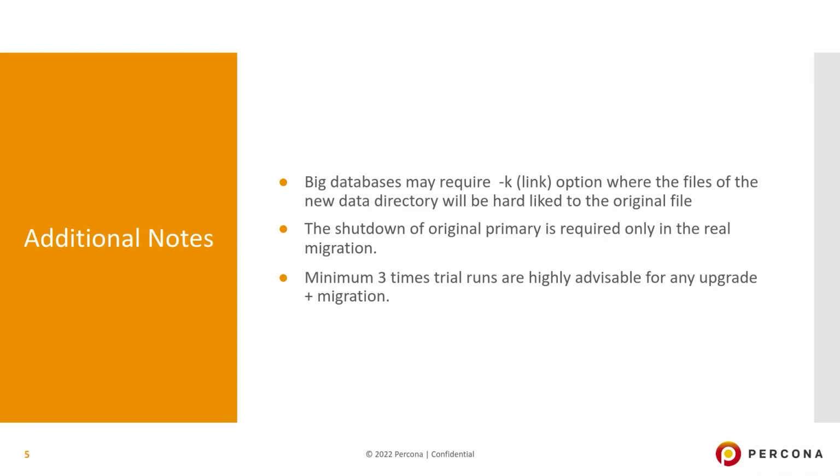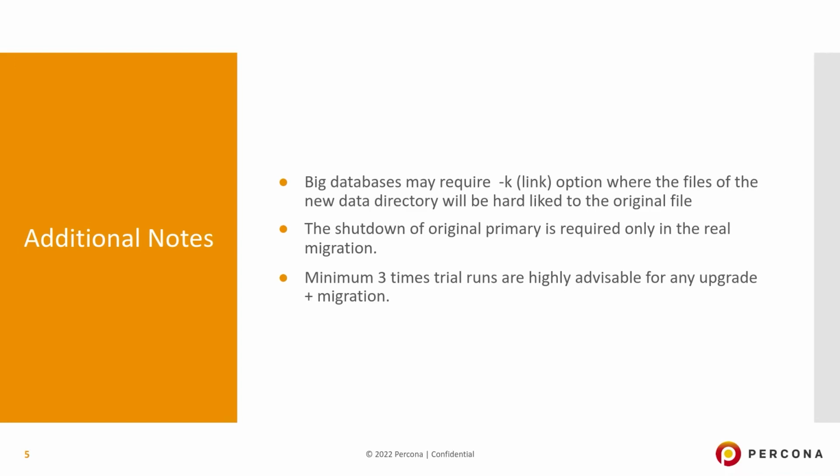Postgres upgrade, pg_upgrade, provides an option to create hard links between the data directories. Basically, the files in the new data directory will be just hard links to the original files. So to enable that, we can use the -k option, or we can say the --link option. So that indicates that we are going to use the hard link.